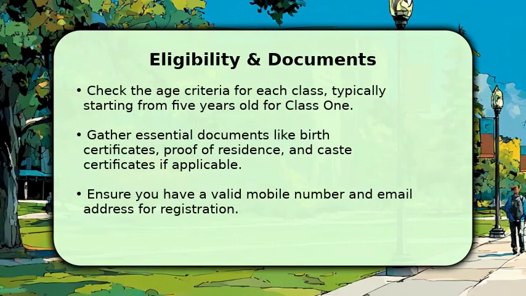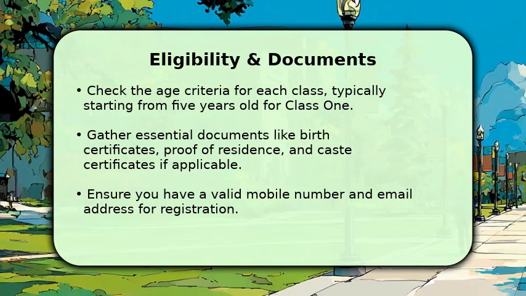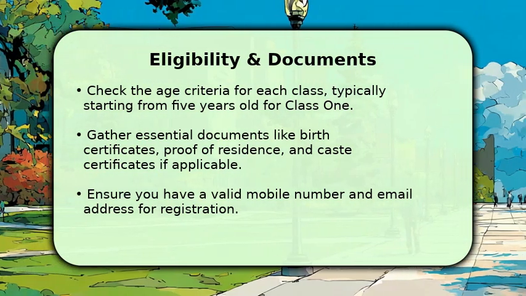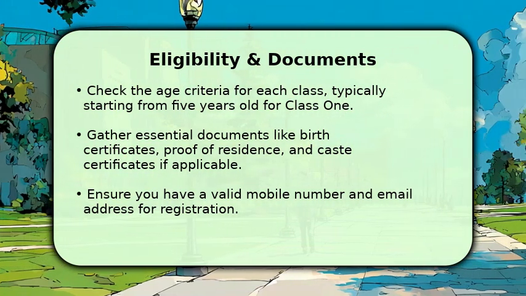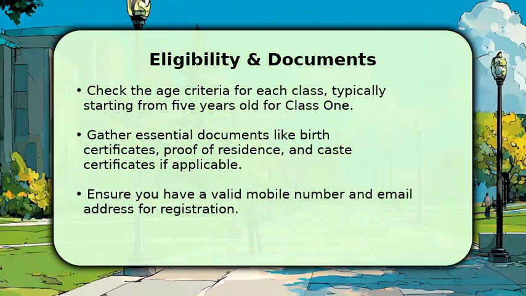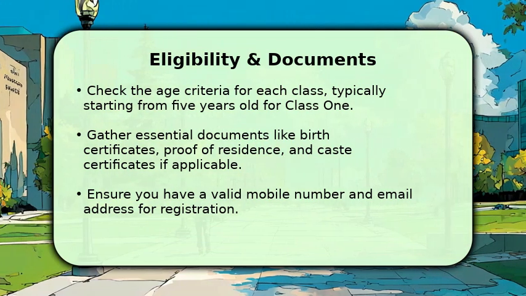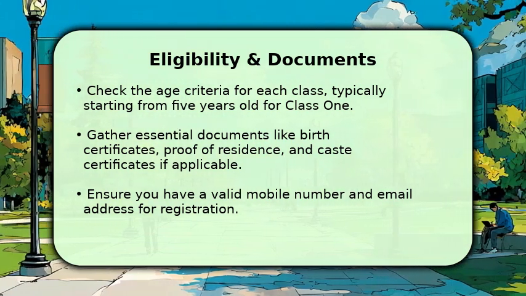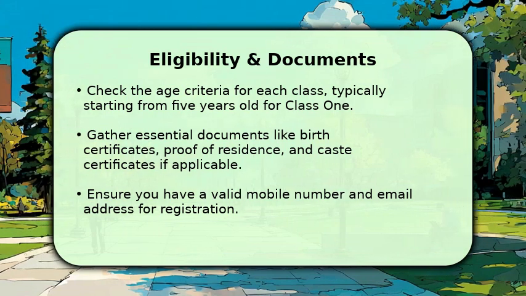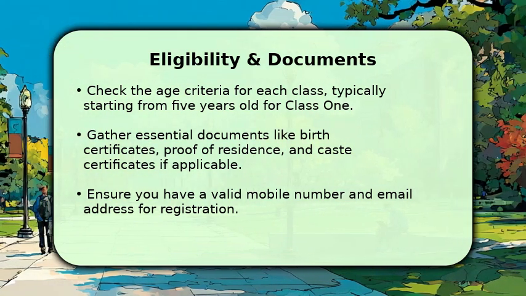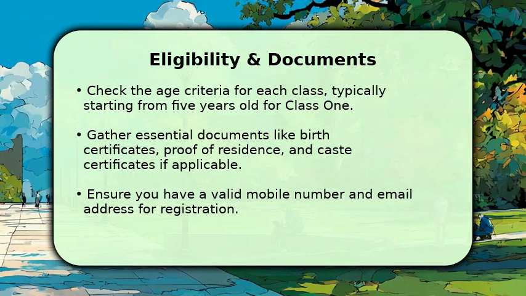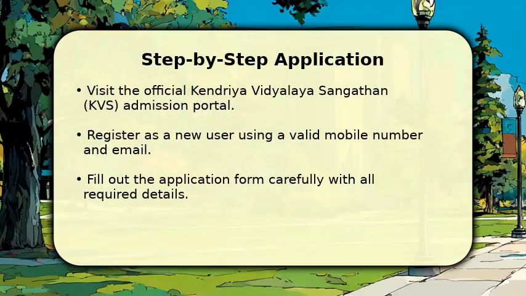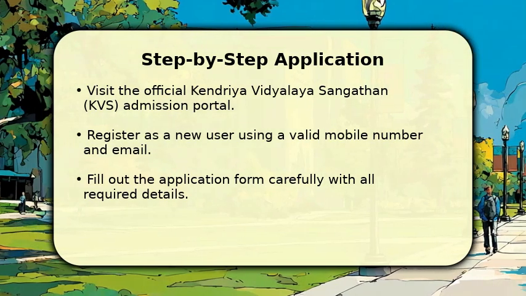Before you begin, it's crucial to understand the eligibility requirements. For instance, children applying for Class 1 typically need to be at least 5 years old. You'll also need to gather essential documents such as a birth certificate, proof of residence, and any applicable caste certificates. Make sure you have a valid mobile number and email address ready, as these are vital for registration and communication throughout the process. The online application process is straightforward.